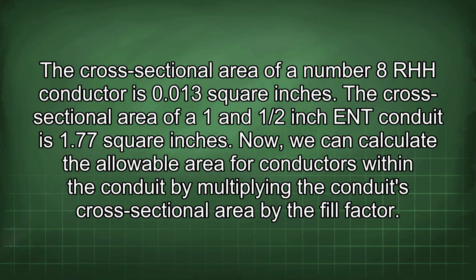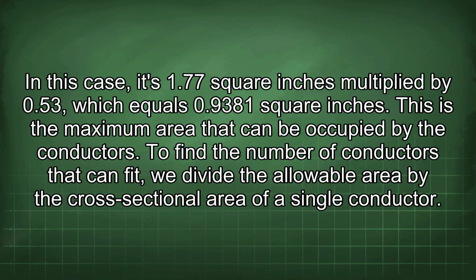Now, we can calculate the allowable area for conductors within the conduit by multiplying the conduit's cross-sectional area by the fill factor. In this case, it's 1.77 square inches multiplied by 0.53, which equals 0.9381 square inches. This is the maximum area that can be occupied by the conductors.